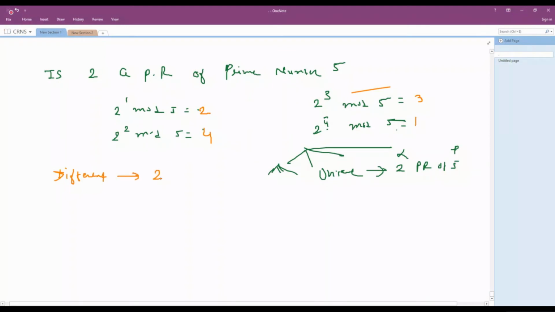So I can say yes, 2 is a primitive root of 5. Okay, so I will give you 2-3 more examples. You need to just quickly solve it out and let me know the answers.